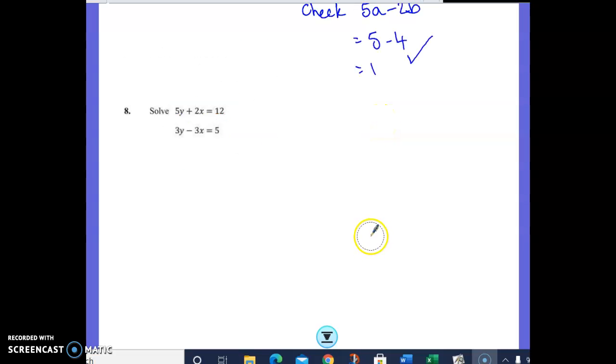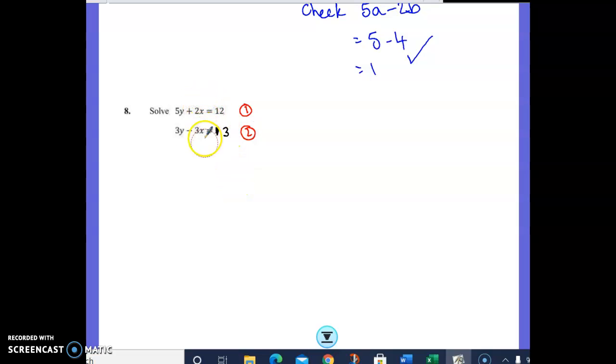Okay, I've just noticed a mistake in the next question, so we're just going to change this one slightly. Instead of 3y minus 3x equals 5, I'm going to make that a 3. Okay, so it works out with nicer numbers. So there's my equation 1. There is my equation 2.